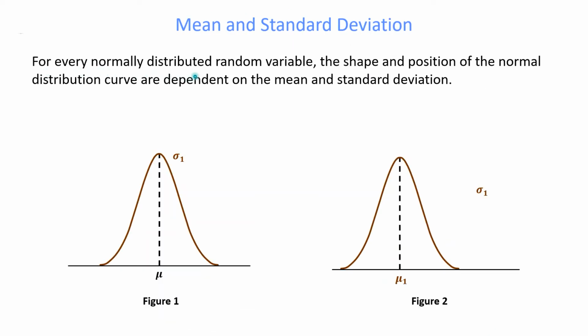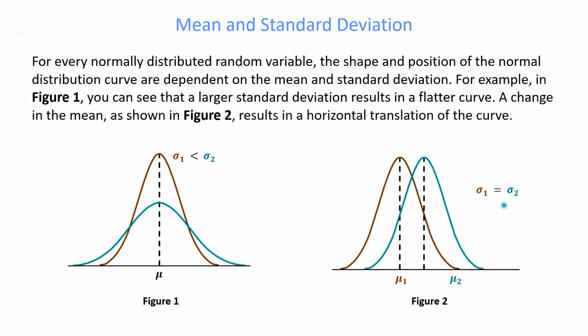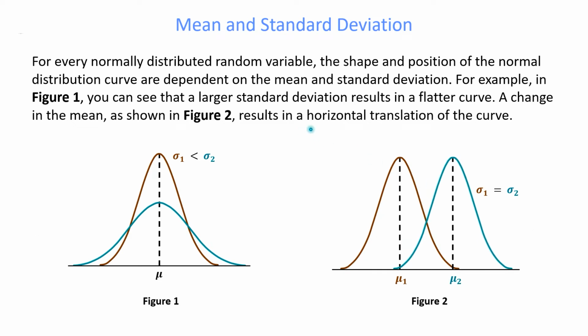For every normally distributed random variable, the shape and position of the normal distribution curve depend on the mean and standard deviation. Let's look at figure 1. What happens if we have a larger standard deviation? What's the effect on the curve? Well, you can see that a larger standard deviation results in a flatter curve. Let's look at figure 2. What happens when we change the mean? Let's increase the mean and keep the standard deviation the same. You can see this results in a horizontal translation of the curve.